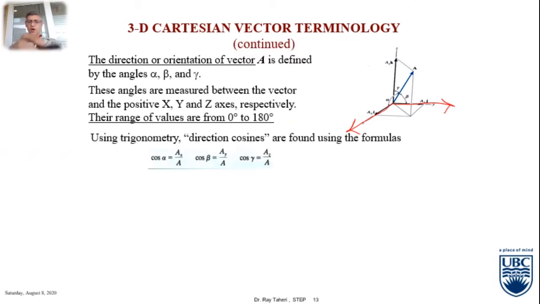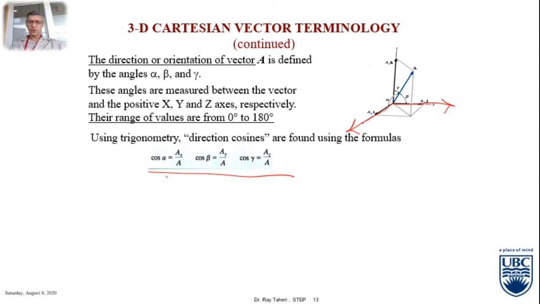So the first thing you should realize, and I magnify it here, alpha, beta, gamma. Cosine of alpha is the x component of the vector divided by A. Cosine of beta is the y component of the vector divided by its magnitude, and cosine of gamma is the z component of the vector divided by its magnitude. These are called direction cosines.